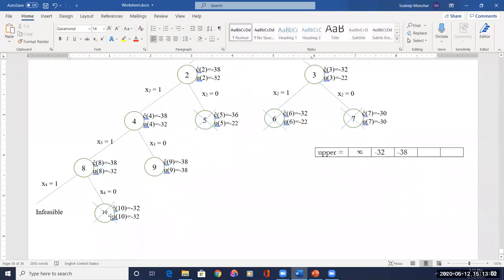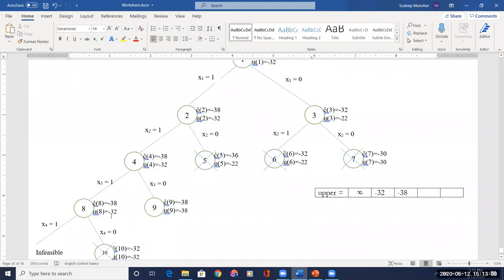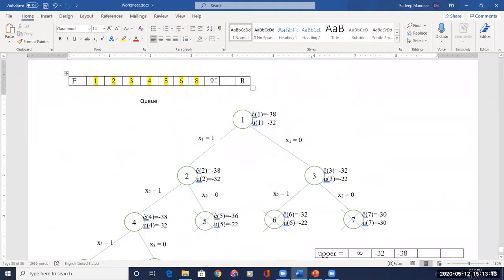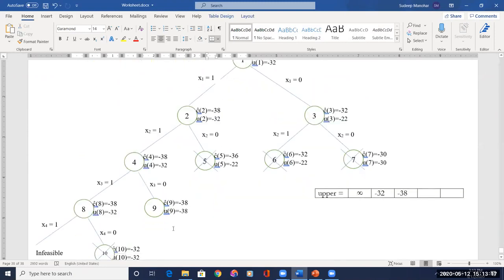Now this node gets killed. What next? We have to check which is the next E node. What is there in the queue? So 9 is there. You choose this 9 as the E node.